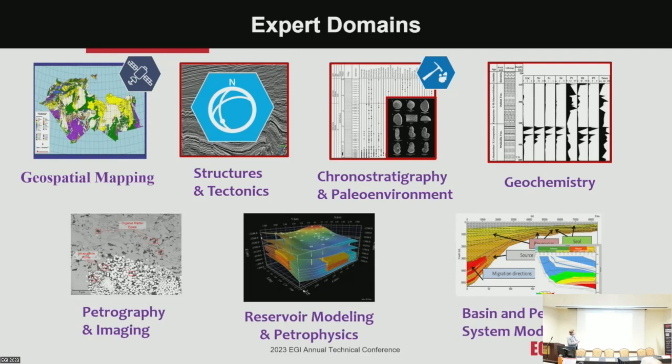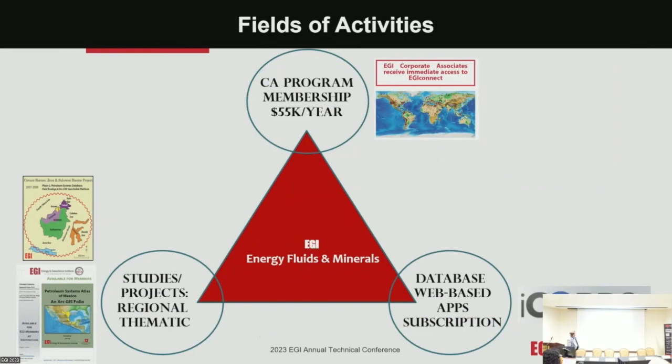So this slide shows the core competencies, the domain expertise that we have at EGI, mostly used for the petroleum industry, I would say, but also for other energy technologies. So our group of energy, fluids and minerals, we cater to three areas of activities: the CCUS program, which Chris Kester presented, and the ICORS database.